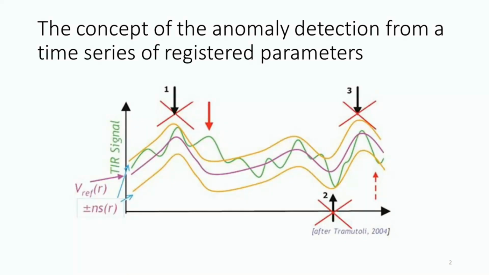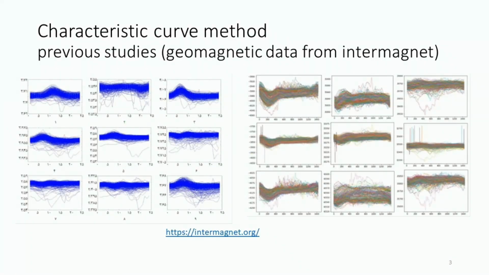This simple circumstance should be considered in detection of anomalies in every type of geophysical data, especially electromagnetic data, which are under the influence of the solar-terrestrial relationship, the Earth and Sun relationship. This is a previous study from many years ago.